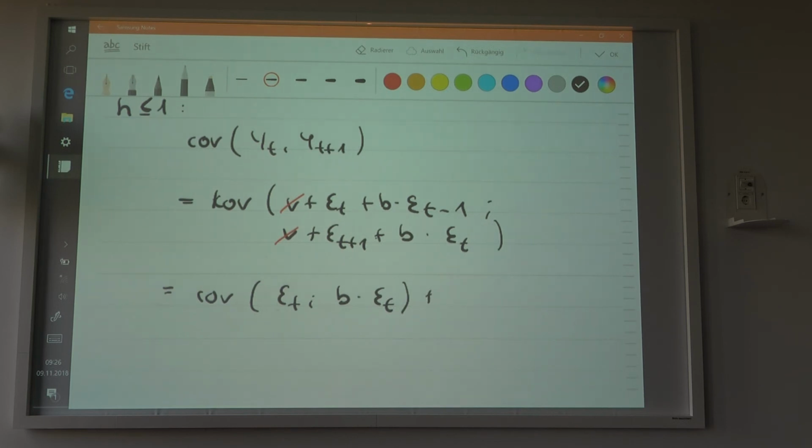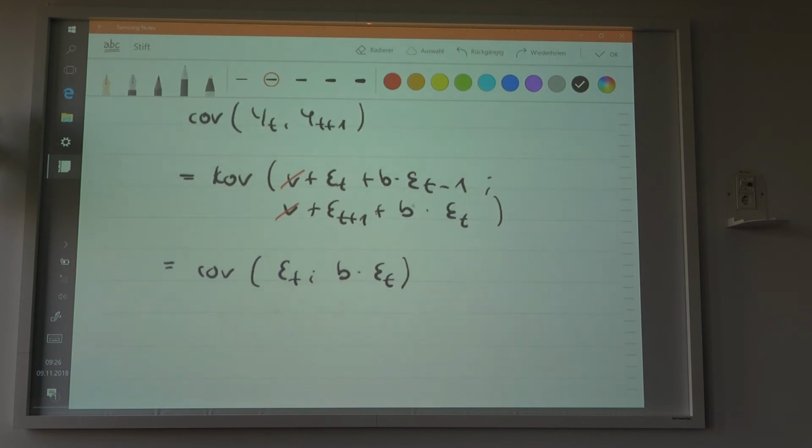So basically you don't have anything else, right? That's what is left, because all others do not overlap. So this is the covariance of that expression, and that's basically b times the variance of the white noise, which is sigma squared. So this is going to be equal to b times sigma squared. That's the only thing that remains.